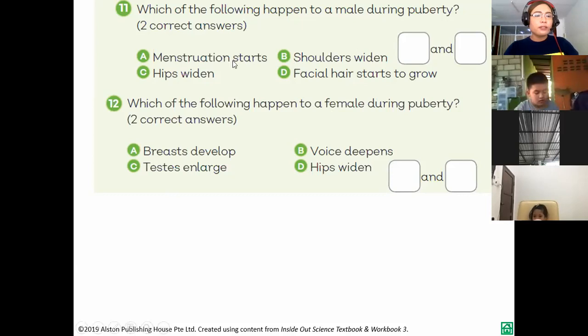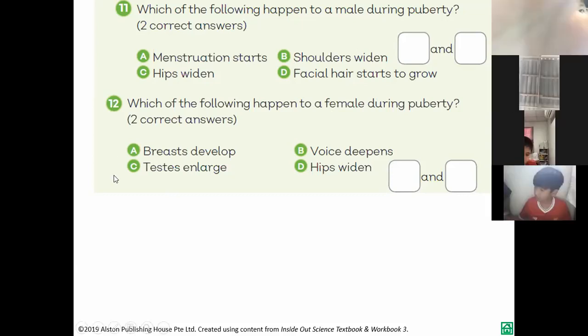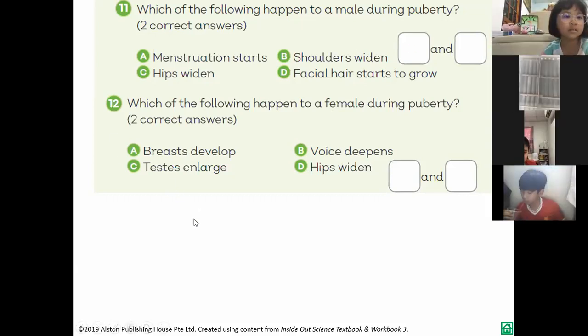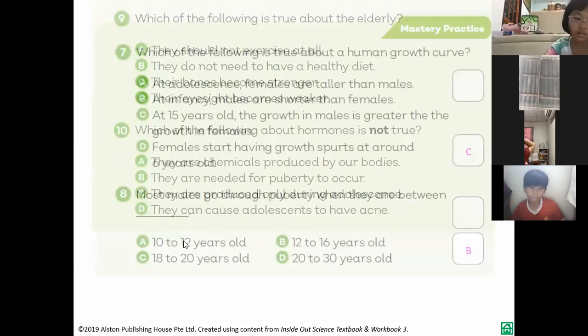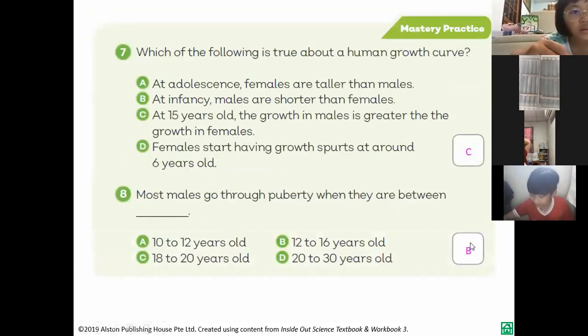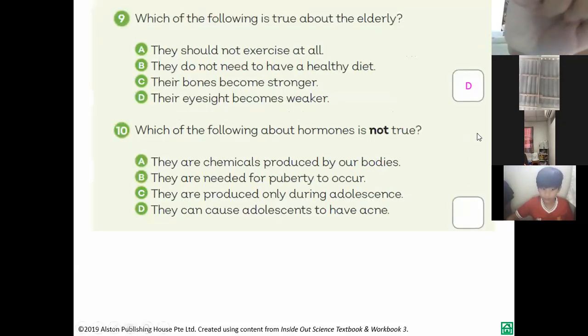Teacher, what answer number 8? Number 8 is letter B. Number 9, letter D. Number 10 is letter C.